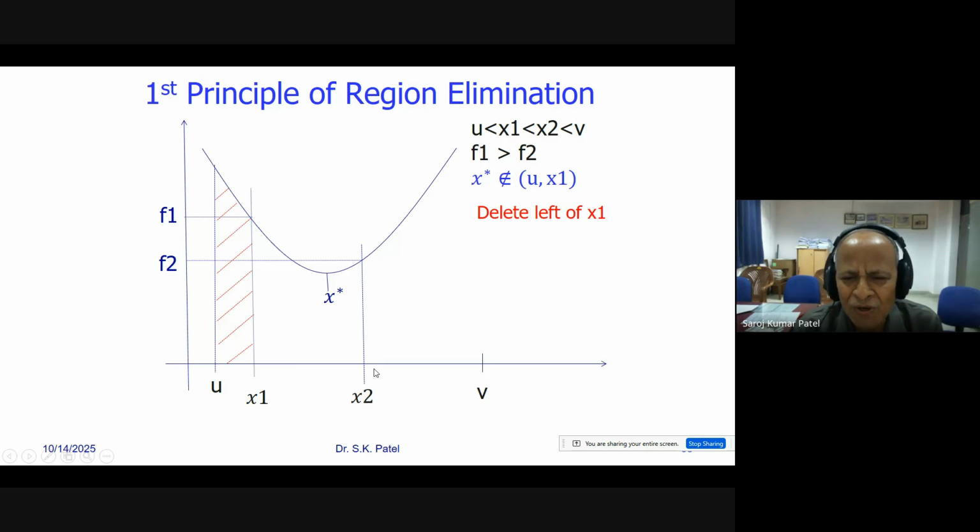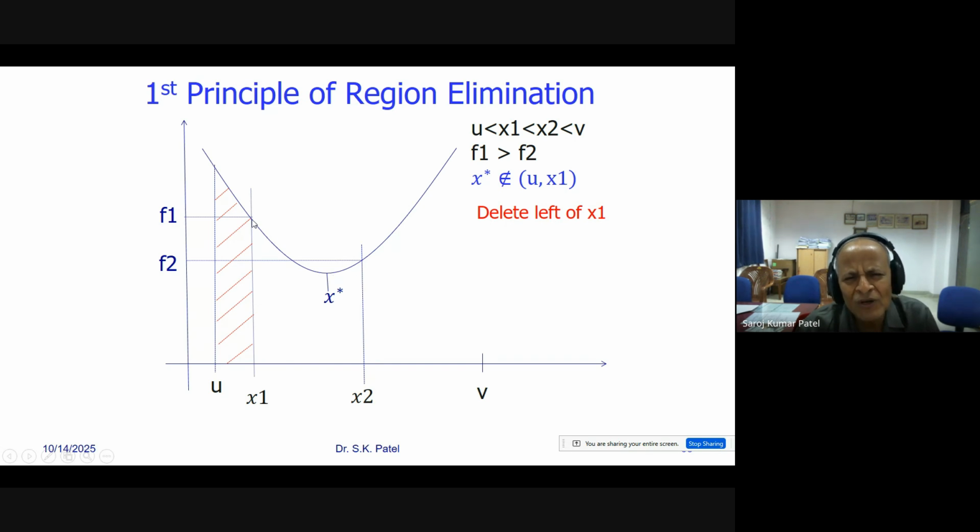At these 2 points, find out the value of f of x. So f of x1 is f1, and f of x2 is f2. Then we compare f1 and f2. One will be higher, the other will be lower. So select the lower value. So this is the lower point. From the lower point, you move towards the higher point.